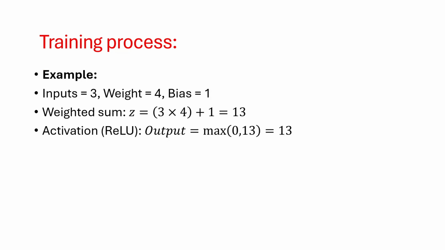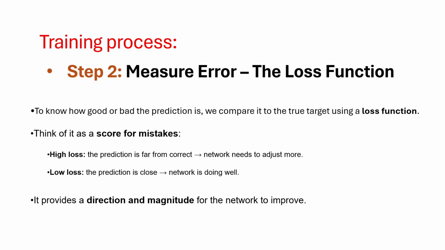Step 2. Measure the error. For example, if you have $10,000 and I predicted $9,000, that's a better prediction than one that predicts $0, because the second is way off. This difference is called the loss. To know how good or bad the prediction is, we compare it to the true target using a loss function. Think of it as a score for mistakes. High loss means the prediction is far from correct, so the network needs to adjust more. Low loss means the prediction is close, so the network is doing well. It gives the network a direction and magnitude to improve.